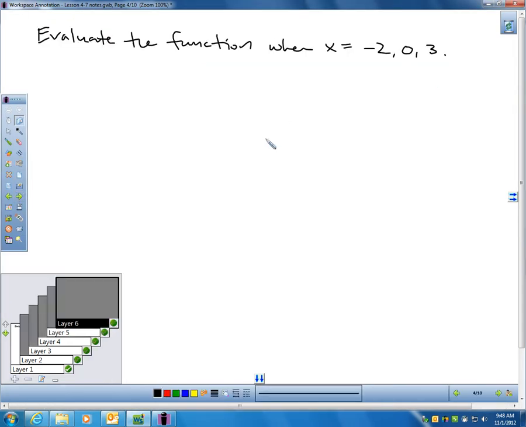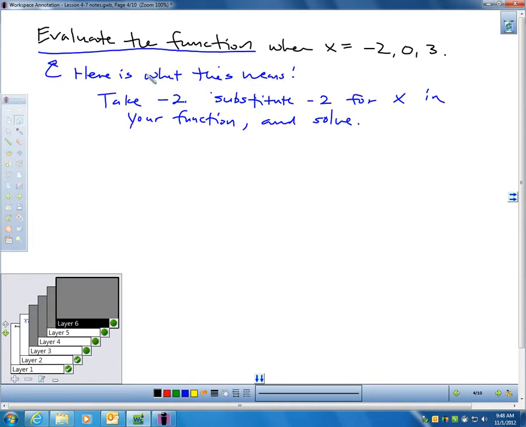You will see in the homework, when you look at questions 3 through 11, the directions will say evaluate the function when x is negative 2, 0, 3. So what does that ask us to do? Here's what this is asking. It means take negative 2, and substitute that in for x in your function and solve.